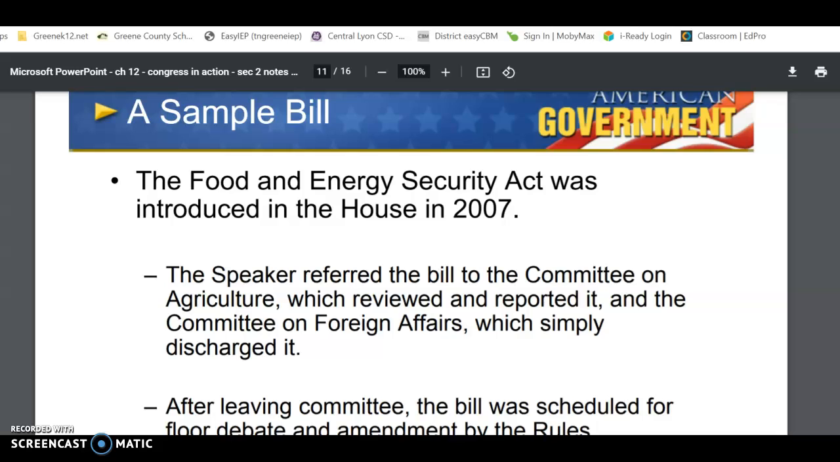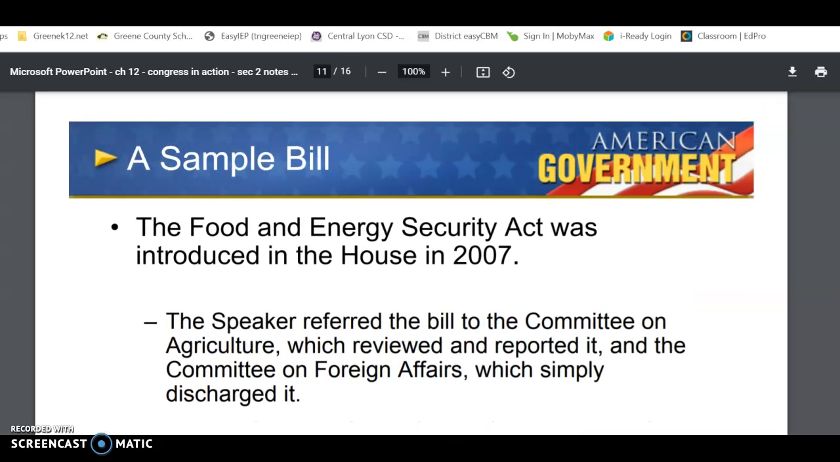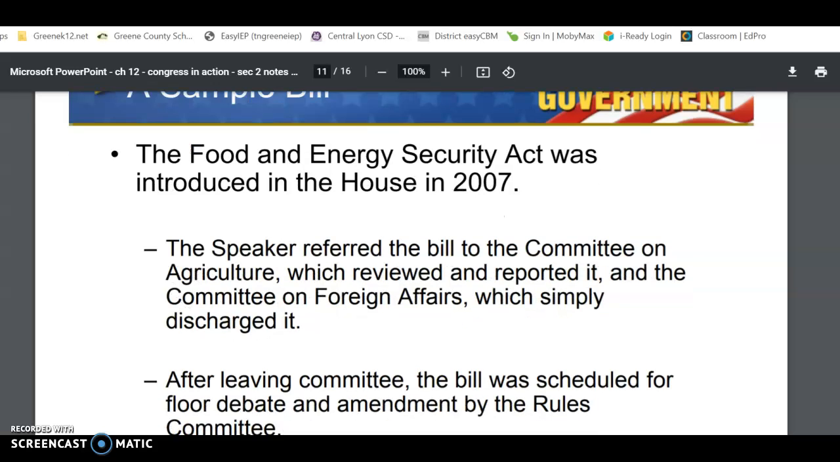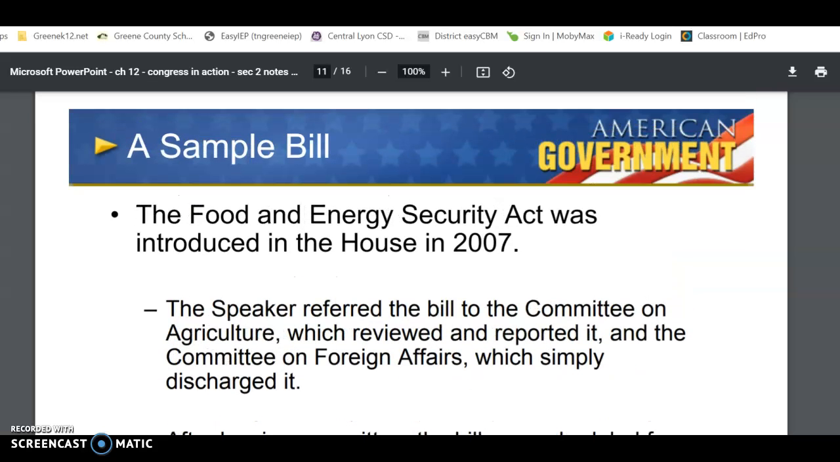So this is kind of cool. It's like a sample bill, and it's an example of what happens to a bill once it's introduced to the House of Representatives. The bill's never introduced to the Senate. It's always introduced into the House of Representatives first, and then if it gets past the House, the House will send that bill to the Senate. But we'll learn more about that in section 3 and 4.